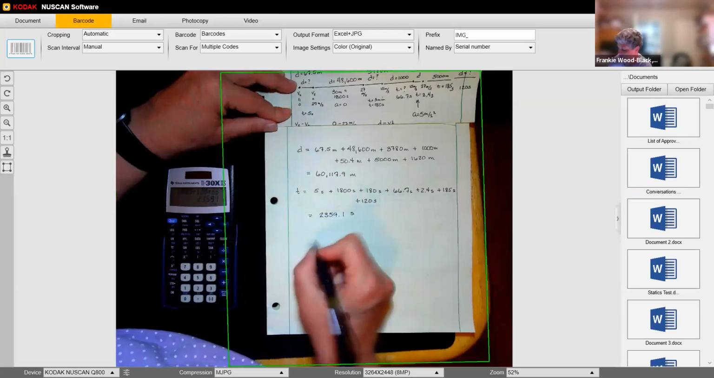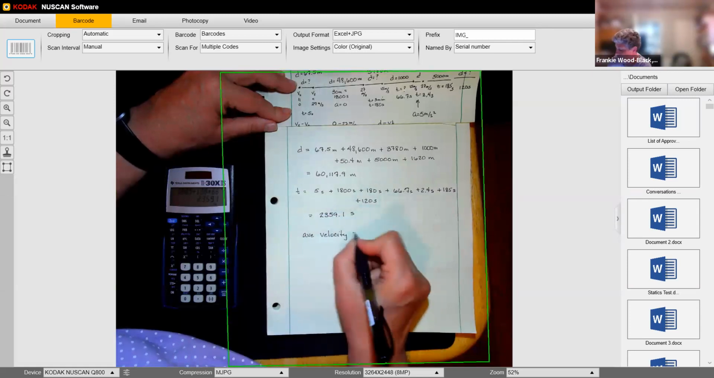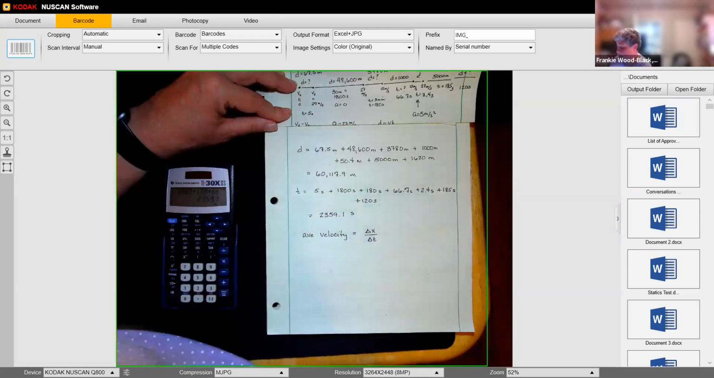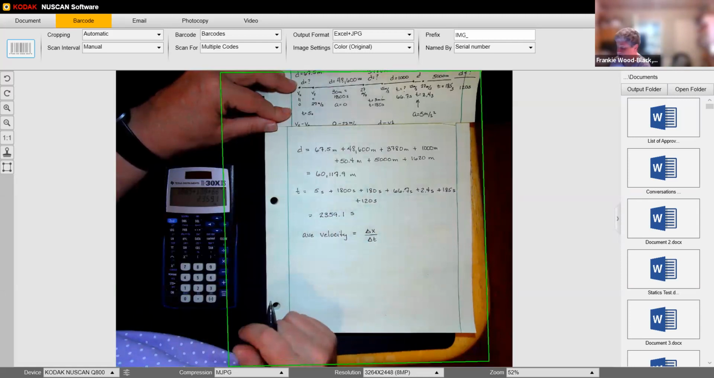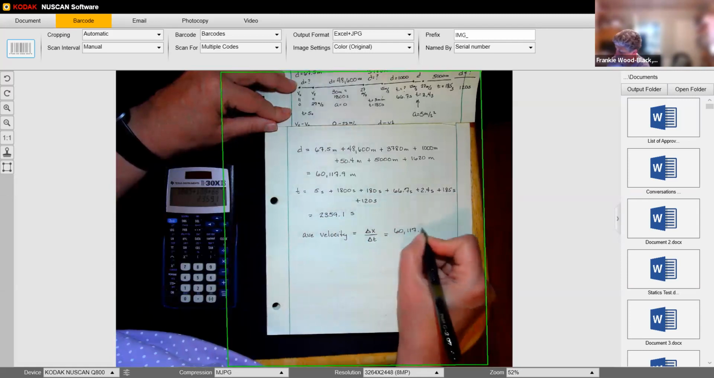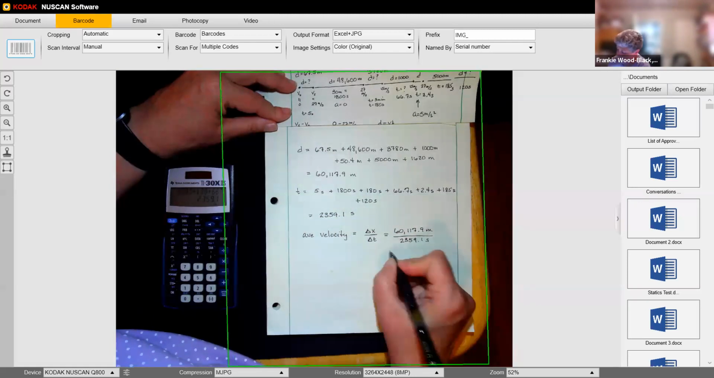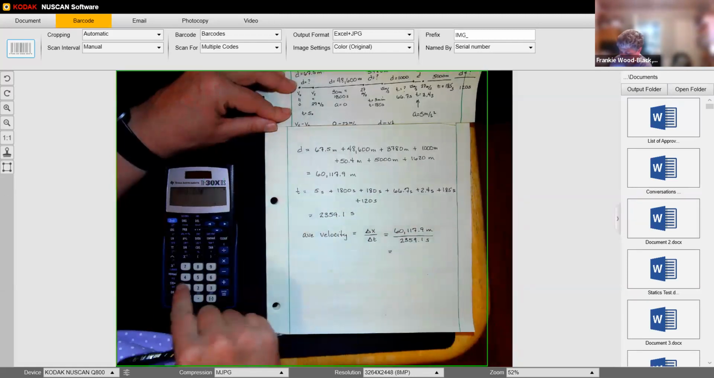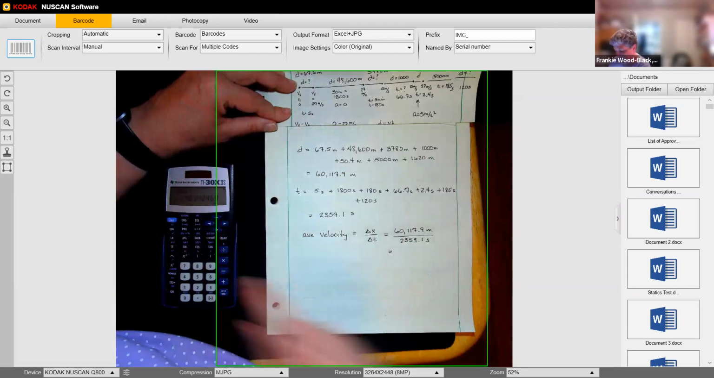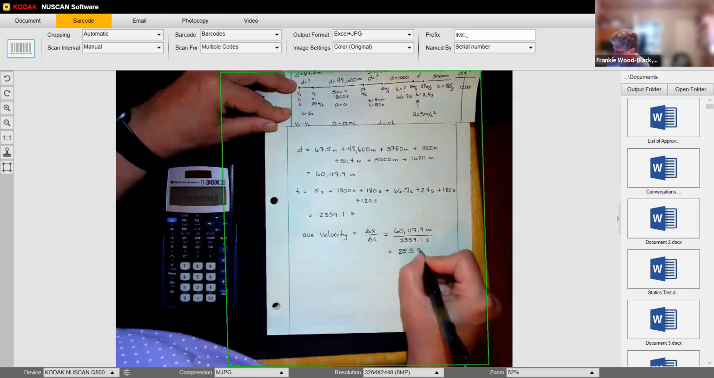And so now I get 2359.1 seconds, and I want my average velocity, which is going to equal my change in position divided by my change in time. And in this case, my average velocity is also going to be my total distance divided by my time. So now I'm going to get my 6,117.9 meters divided by my 2359.1 seconds. And it looks like our average is 25.5 meters per second.